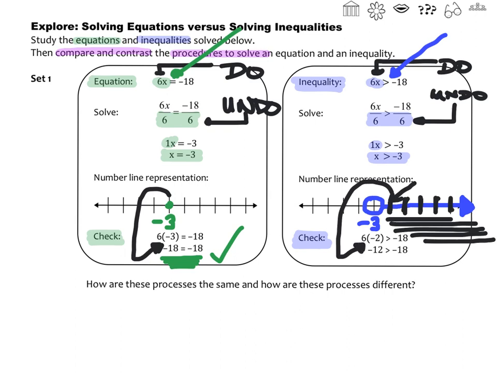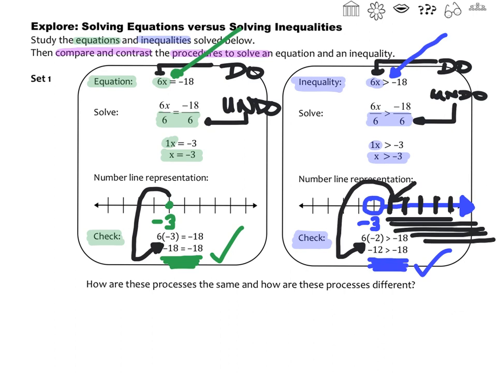6 times negative 2 is negative 12. Negative 12 is greater than negative 18. That's a true statement. Negative 12 is to the right of negative 18. It is less negative. It is nearer to 0. That means our solution is correct.